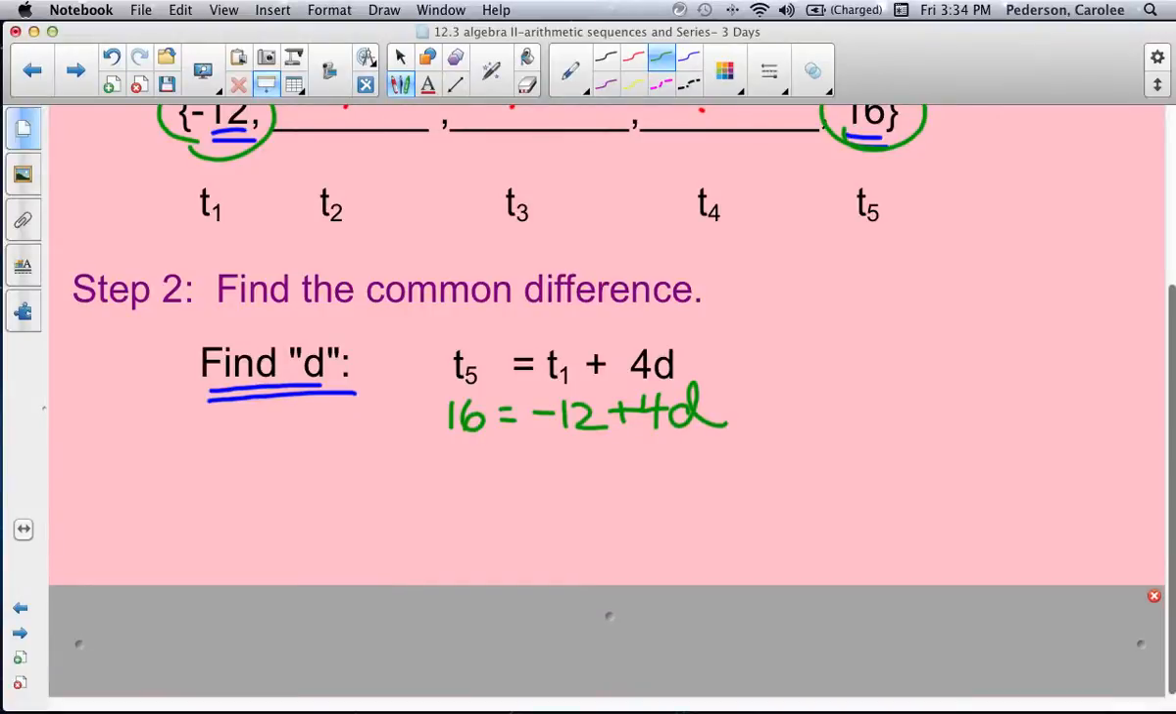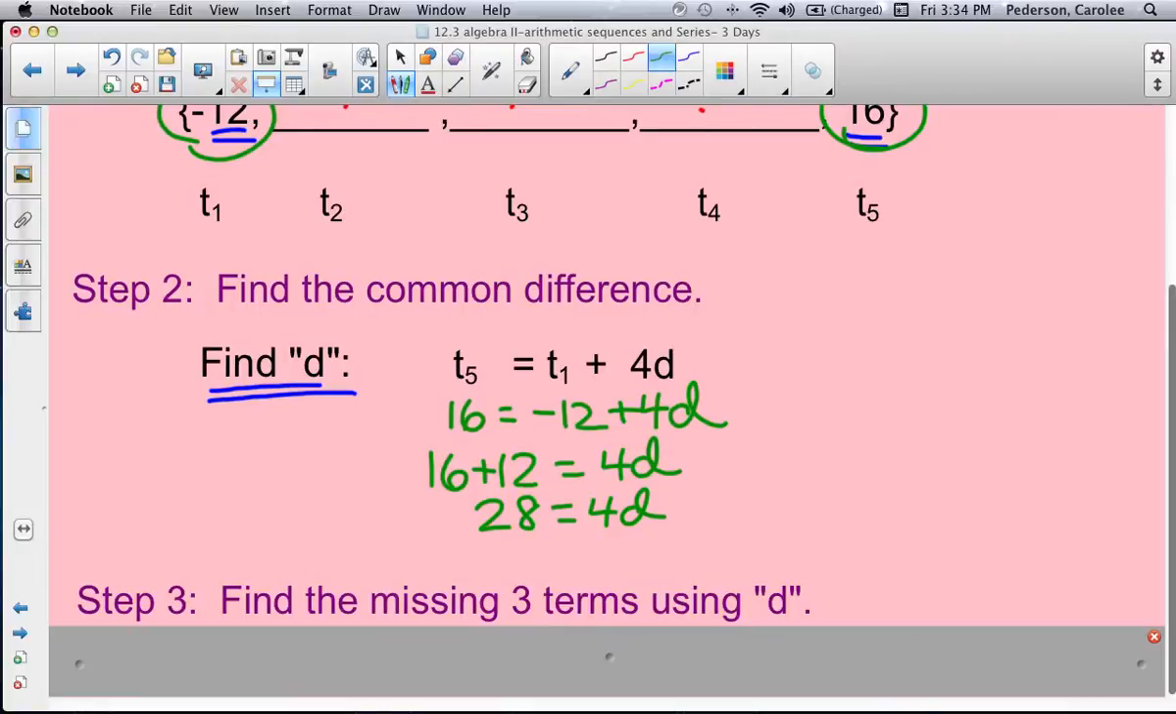So the first thing we will do is add 12 to both sides. So 16 plus 12 equals 4d. 28 equals 4d. When you add 16 and 12. And then we're going to divide both sides by 4. So d equals 7.